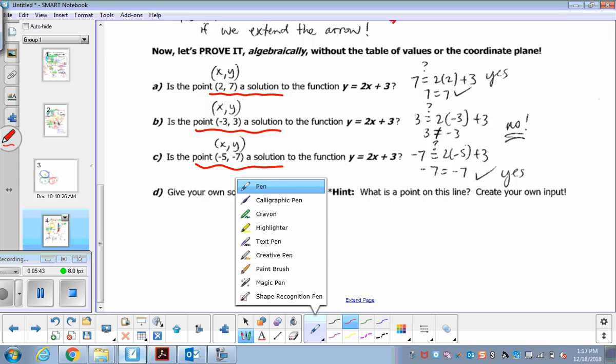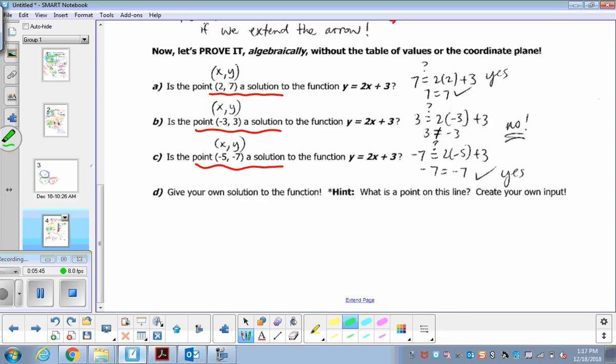The first one I asked you about, we found it in green on the line and said yes. The second one in blue, it was not on the line and we said no. And the third one was the yellow one. If we extended the line, it was on the line. So now what I'm going to do is teach you guys how to prove this algebraically.